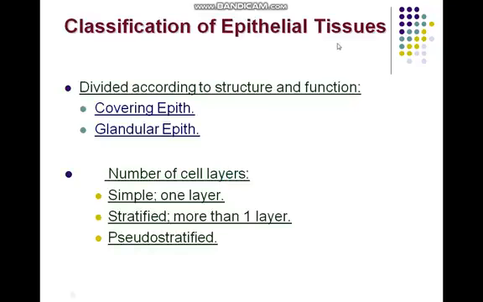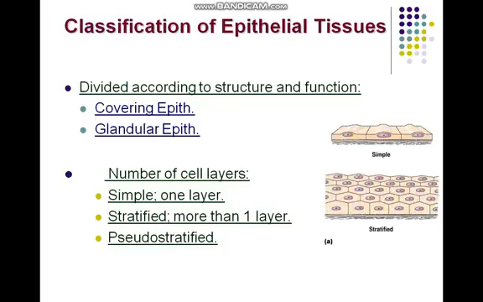Classification of epithelial tissue. It is divided according to their function and structure. According to their function, it either forms a covering epithelium or a glandular epithelium. According to their structure, it is divided according to whether it is found in a single layer, so it's called simple epithelium, or in more than one layer, called stratified epithelium, or another form called pseudostratified epithelium, and there is a fourth type called transitional epithelium.